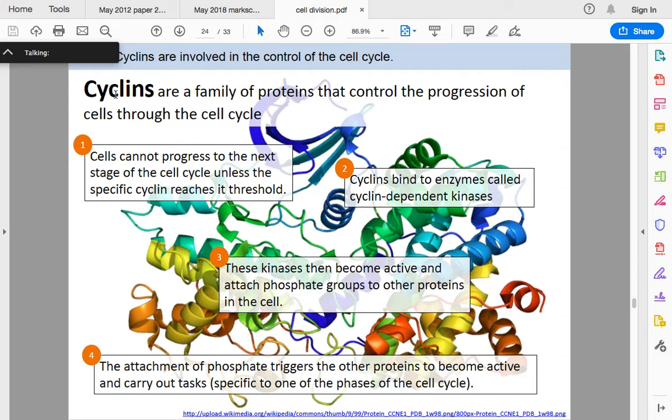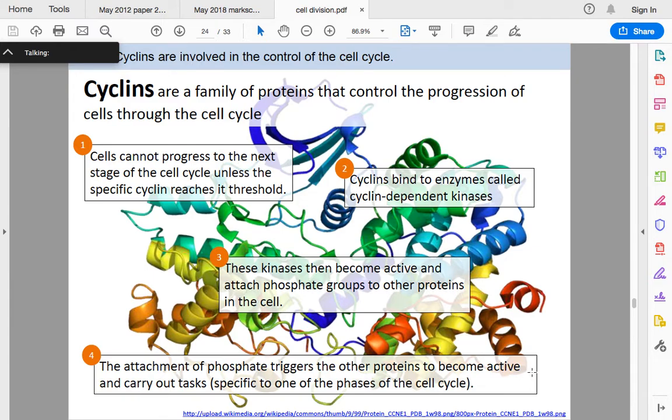So cyclins are very important in the process of interphase and mitosis. Number 2, cyclins bind to enzymes called cyclin-dependent kinases. These kinases then become active and attach phosphate groups to other proteins in the cell. The attachment of the phosphates triggers the other proteins to become active and carry out tasks specific to one of the phases of the cell cycle.